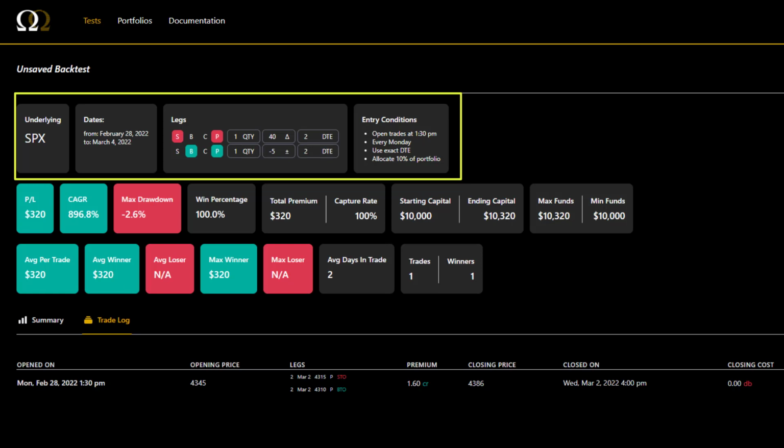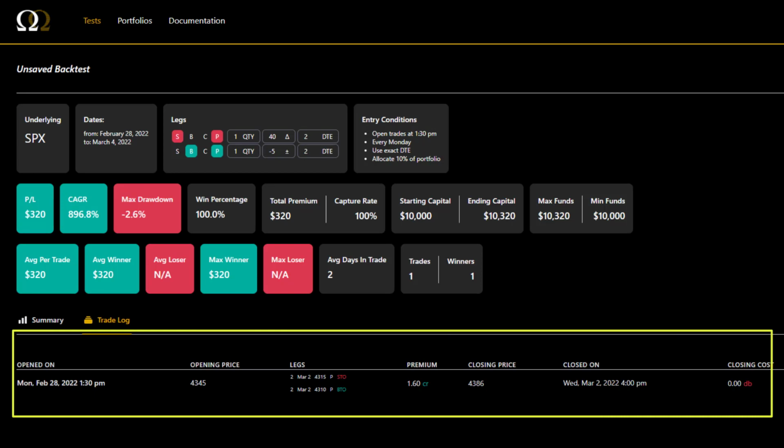We're just doing the one trade for the week because the market's going to change a little bit each week. And we are allocating 10% of a $10,000 portfolio. So we're only going to risk $1,000 on this particular trade. And we can see in the trade log below, it opened the trade at 1:30 p.m. We got a credit of about $1.60. It traded 2 contracts because if you think about what the max loss is, in this case, the max loss would be $3.40 per spread. So it's only going to take 2 spreads because it's going to keep us under that $1,000 mark.